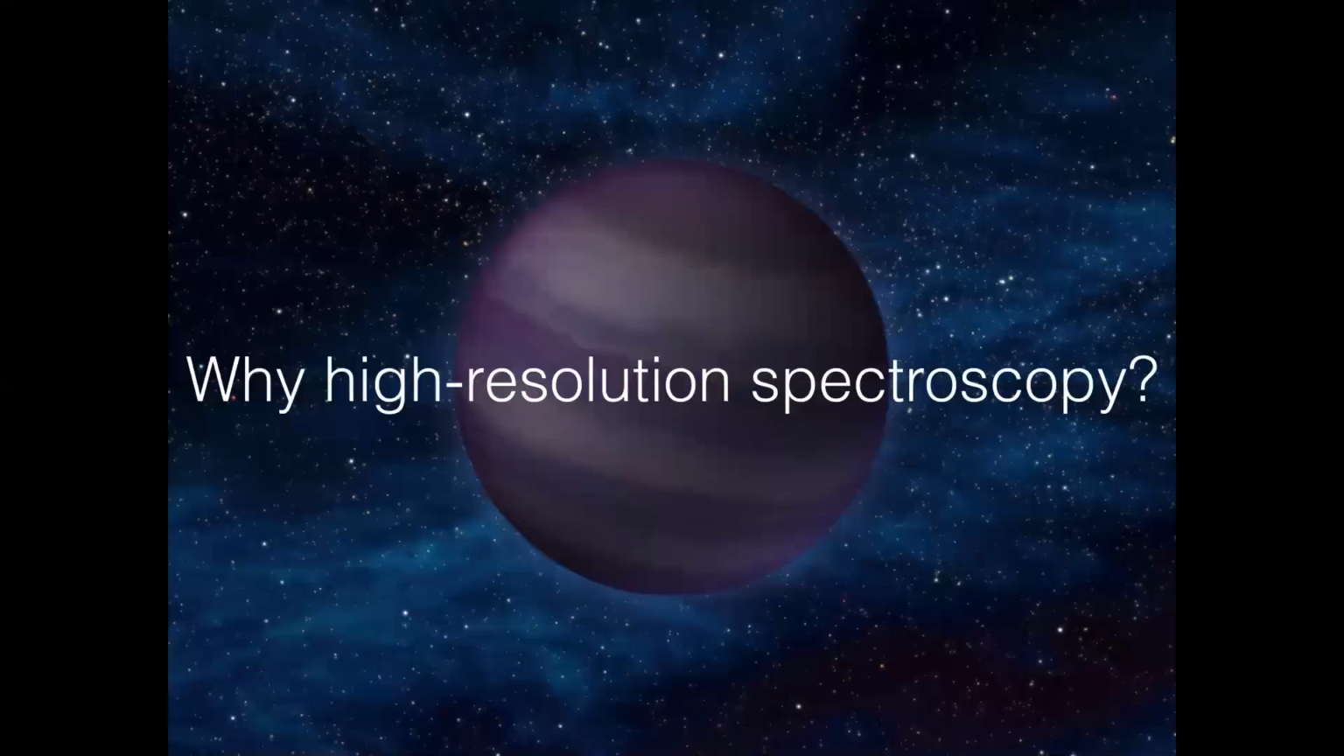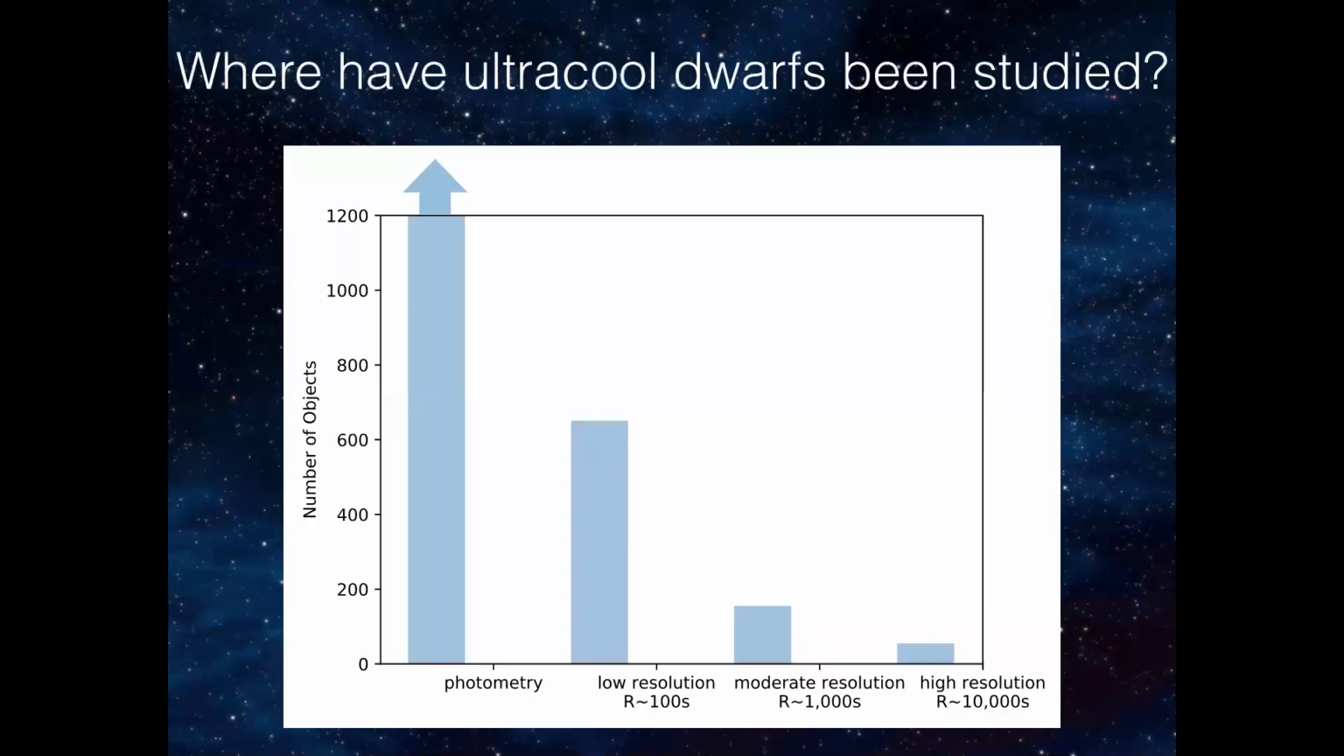Why high resolution spectroscopy? The simple answer when we were embarking upon this survey was because no one had done it before. We looked at where these types of objects had been studied. We found that the vast majority have photometry. Many of them have low resolution spectroscopy. Some have moderate resolution spectroscopy, and very few had been done at high resolution.